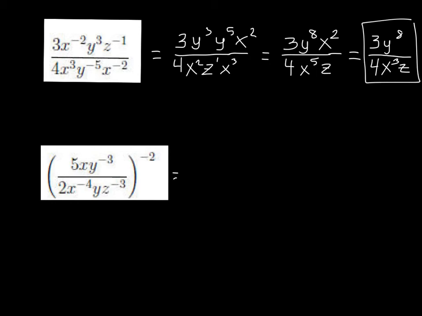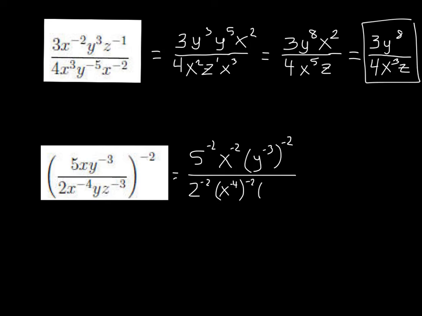So I'm going to write 5 to the -2, x to the -2, y to the -3 to the -2. Every factor got raised to the -2. And in the denominator, 2 to the -2, x to the -4 to the -2, and a y to the -2. I didn't need parentheses there, I now notice. And z to the -3 to the -2. That might seem a little crazy at first, but we're going to be able to simplify this.